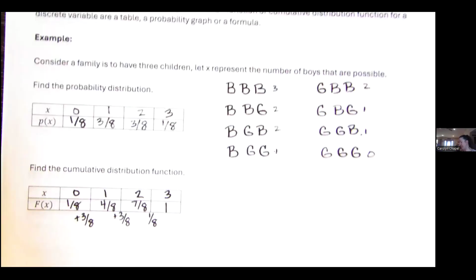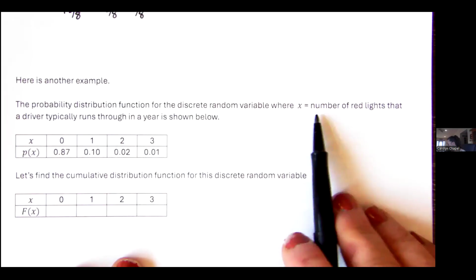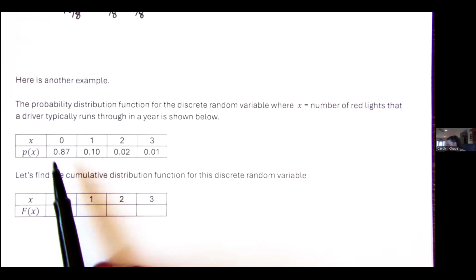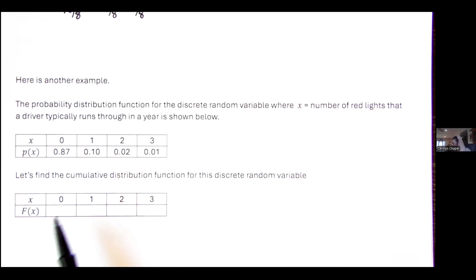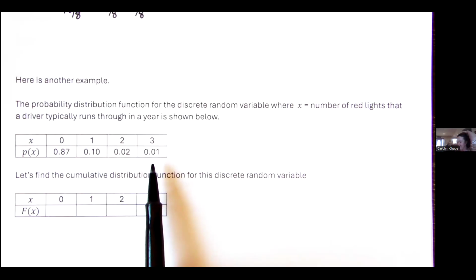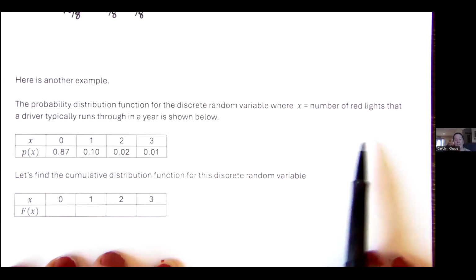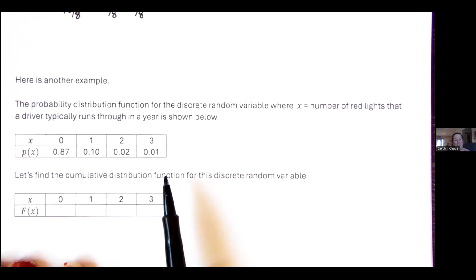Let's do another example. X is going to be the number of red lights that a driver usually runs through in a year. Hopefully you guys are on the upper end, so running through none. Some of us do push those yellows a little bit. Some of us push those yellows a lot. Some of us probably should have kept going and had a few more red lights that we've gone through, but we will not go there.